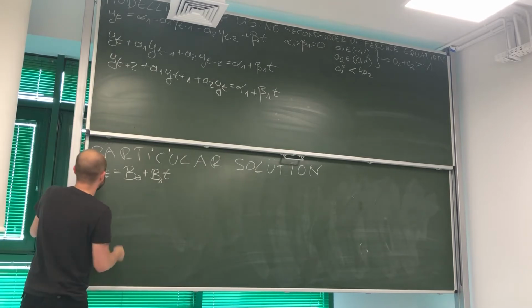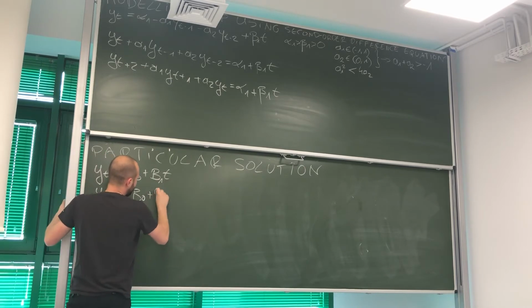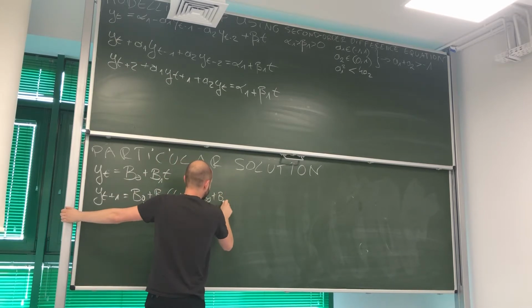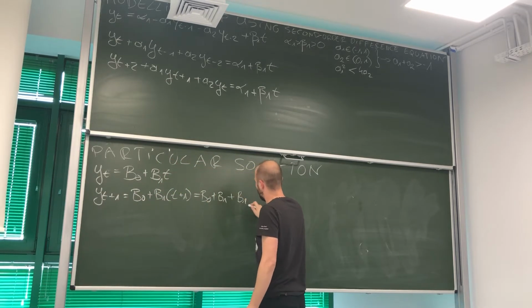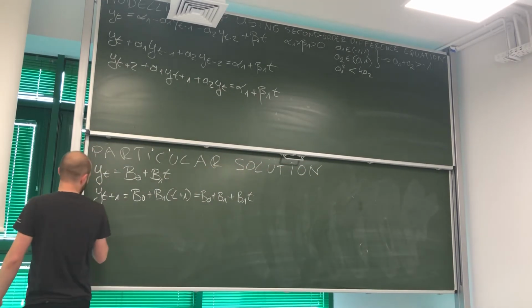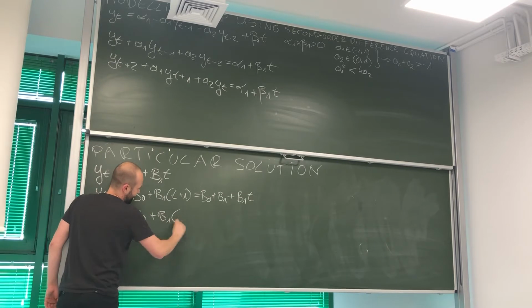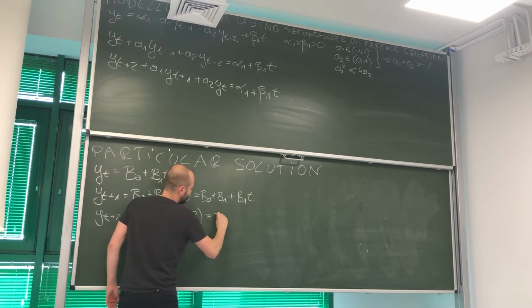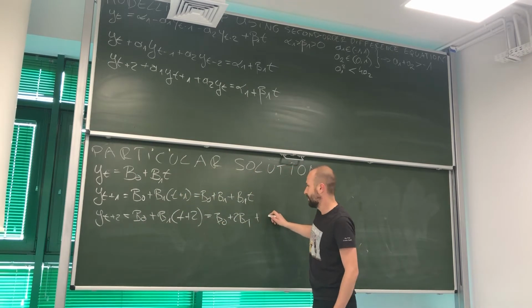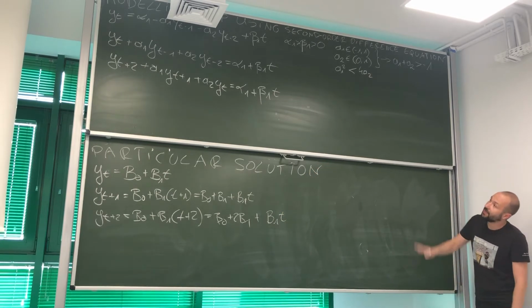And now look, where does it lead us? Then y(t+1) is equal to b0 plus b1 times (t+1), which gives us b0 plus b1 plus b1 t. And by the same token, y(t+2) is equal to b0 plus b1 times (t+2), which is equal to b0 plus 2 b1 plus b1 t.